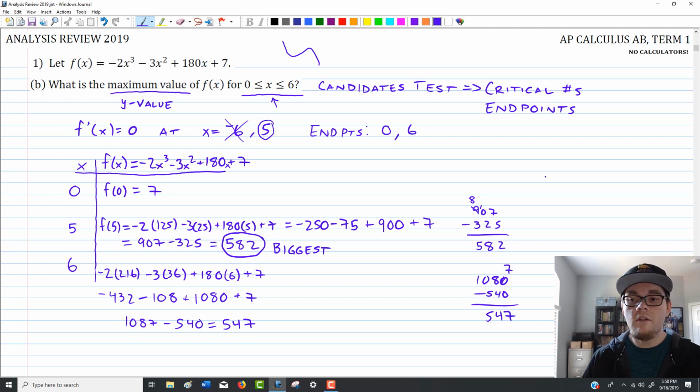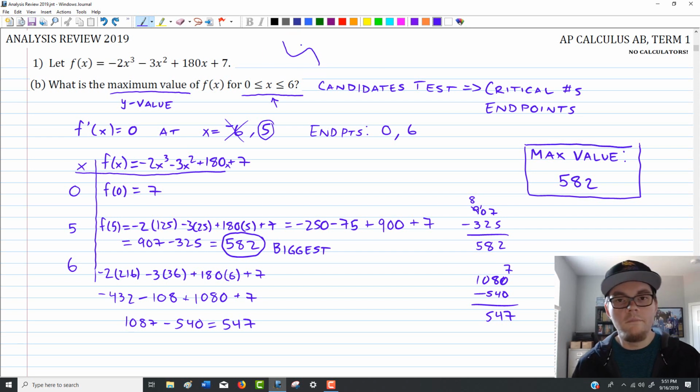And then to answer our question, the max value happened to be f of x equals 582. And again, that's the maximum value on this interval. Just looking at a picture of the function, we can tell that over to the left it would have gone up even higher probably. But for the moment, we're focused on 582 itself.